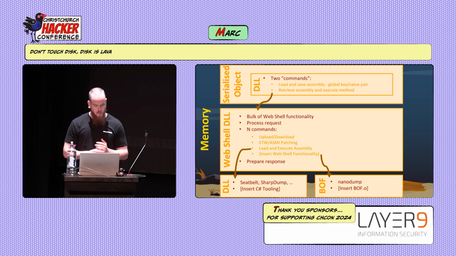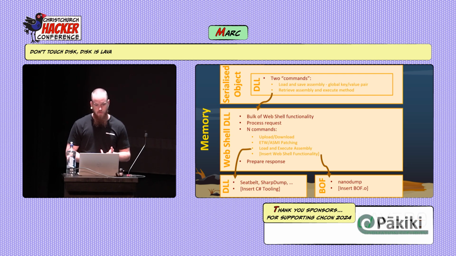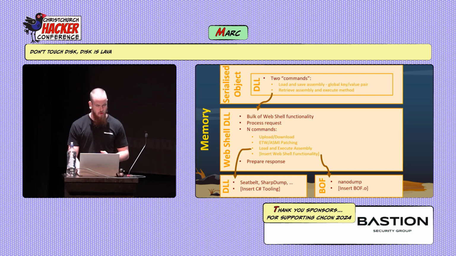So what we do is we have our DLL, we load and save it to a global key value pair, just as we did before, and then we retrieve the assembly on subsequent requests and hand through execution. The remainder of the server-side components haven't changed, but we no longer have a requirement to drop a file on disk.